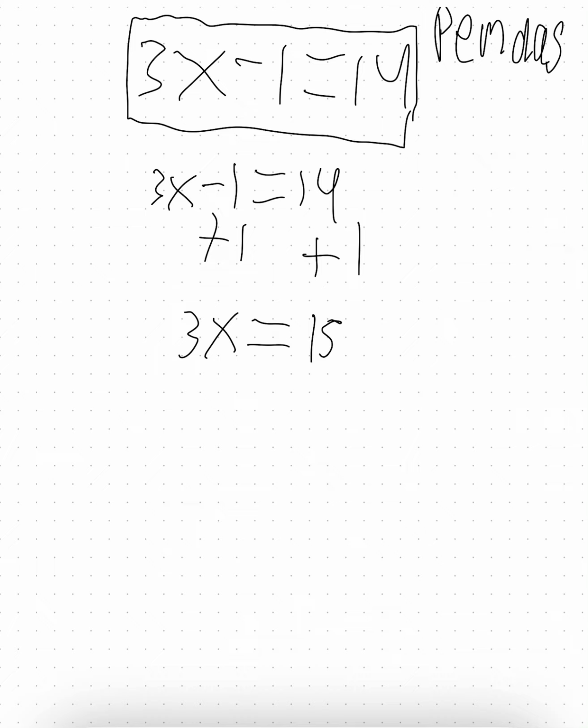Okay. Now how do we undo this multiplication? How do we undo multiplying by 3? Dividing by 3, right? So we have x equals 15 over 3. What is 15 divided by 3? That is 5.